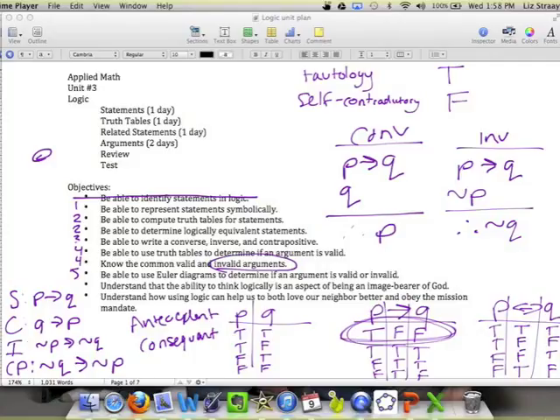Questions? Yeah, one question. This is the truth tables and determine if it's valid or invalid. Can you show us that real quick? For an argument, being able to determine if an argument is valid or invalid.